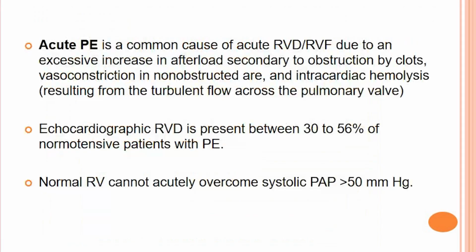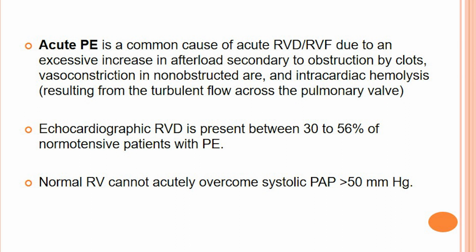But one or two are the most important ones which we need to keep in mind when we are talking about right ventricular dysfunction, and amongst them is acute PE, that is acute pulmonary embolism, the common cause of acute RV dysfunction or RV failure due to an excessive increase in afterload, secondary to obstruction by clots, vasoconstriction in a non-obstructed area, and intracardiac hemolysis resulting from the turbulent flow across the pulmonary valve.